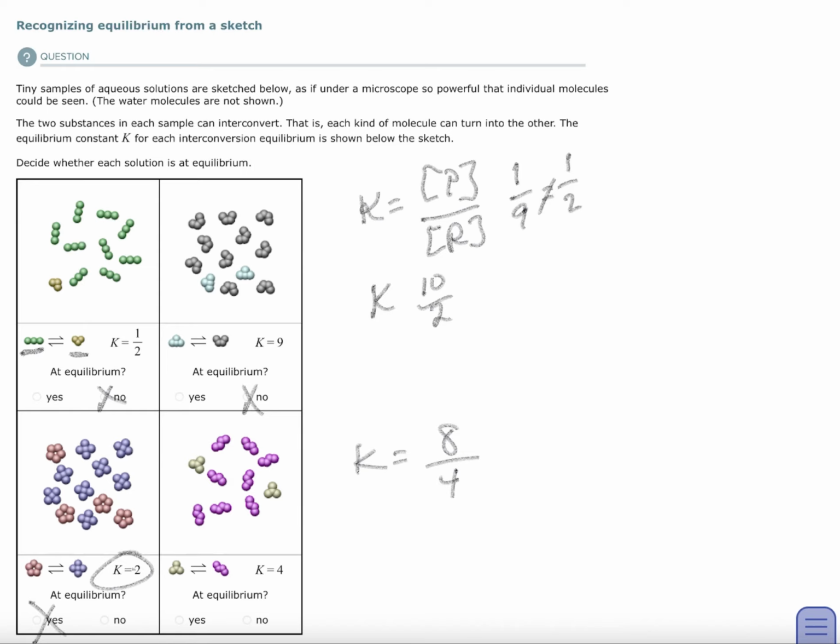The last one here, my purple is product. 1, 2, 3, 4, 5, 6, 7, 8. My gray is my reactant. That's 2. And 8 divided by 2 is 4. And they say that K equals 4. Since K equals 4 and that's what I see, then this, yes, is at equilibrium. Right? I hope that helps.